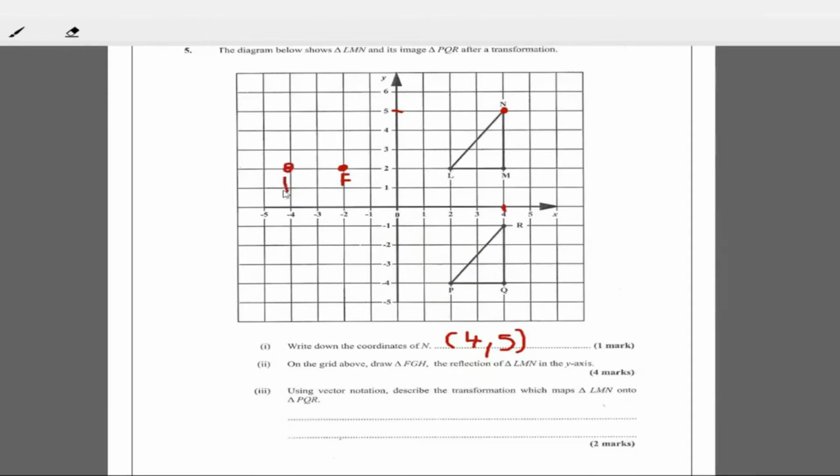FG. And then H will be where the reflection of N is. That's 4 units across, which is here. 4 units across from the mirror line. The mirror line is this line, right? And then this will be H. All right, and so this is it. Not such a wonderful drawing, but bear with me.